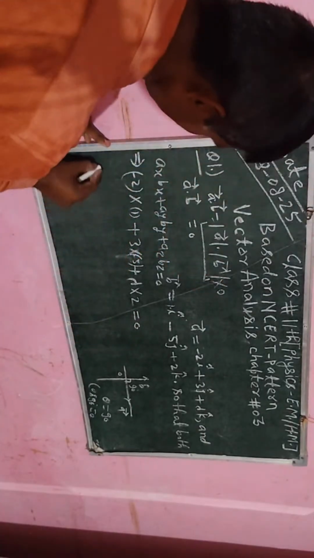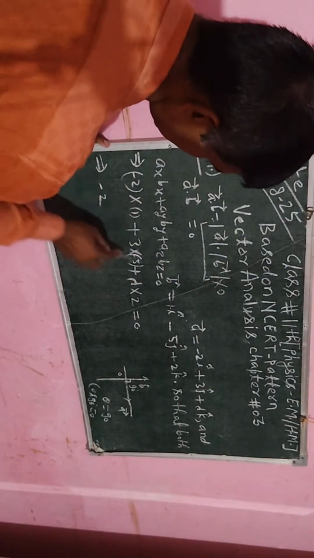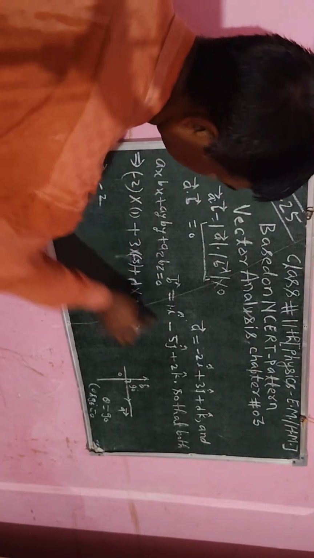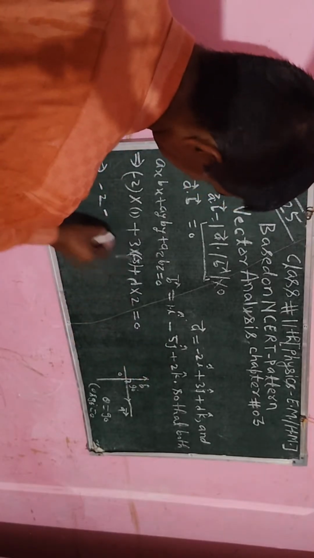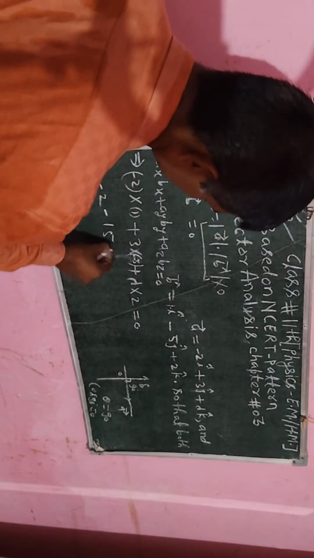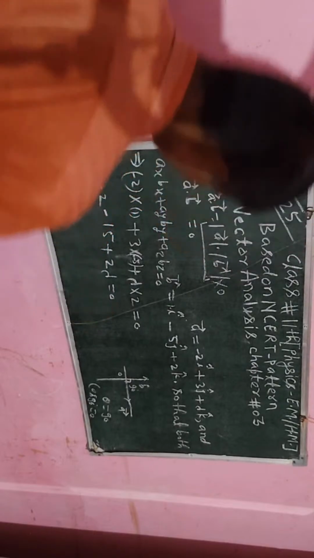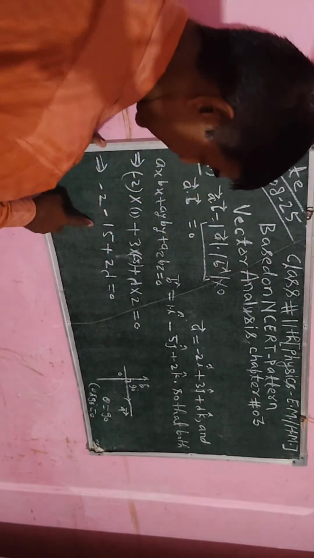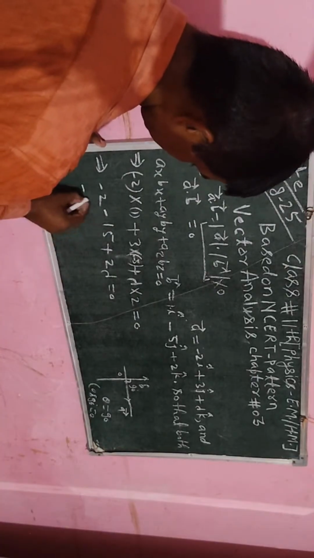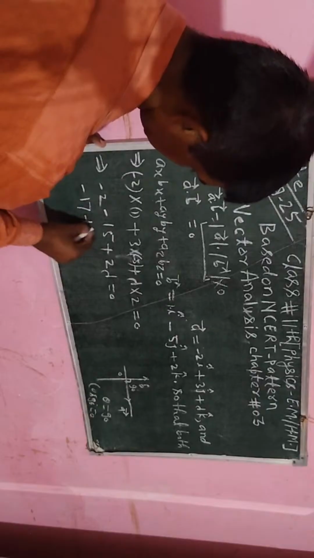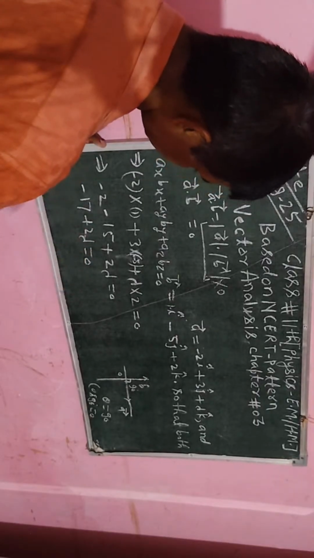Now I will simplify it. So here I write -2 into 1, that will be -2, and -5 into 3, that will be -15, plus lambda into 2, that will be 2 lambda, which is equal to 0. Now here minus and minus will be added, but its sign will be minus. So 15 plus 2, that will be 17, plus 2 lambda, which is equal to 0. Further I will simplify.